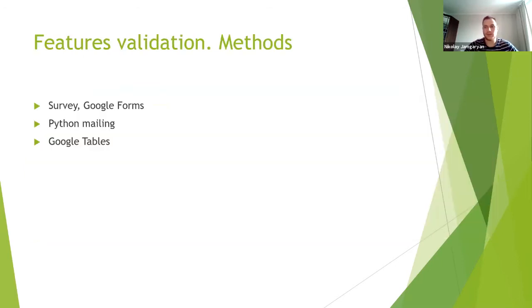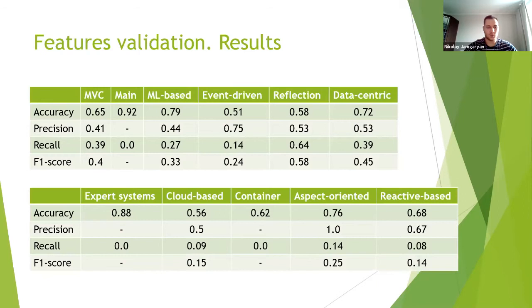The next step in our research was the validation of the created set of features. To do this, we created a survey among GitHub developers. We used Python scripts, code snippets, and Google Tables to process the results. At the end, we counted the precision, recall, and F1 score to validate the results.